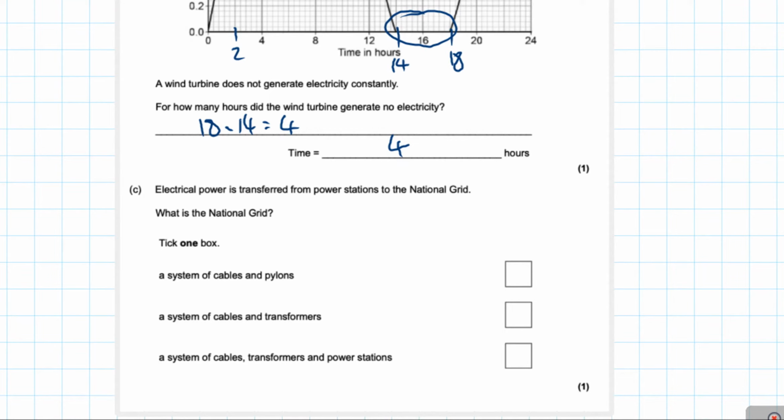Electrical power is transferred from power stations to the national grid. What is the national grid? The national grid is simply a system of cables and transformers. The cables carry the electricity across the country, and the transformers step it up and step it down depending on whether it's travelling long distance or whether it needs to be used in a domestic situation. So it's simply a system of cables and transformers.